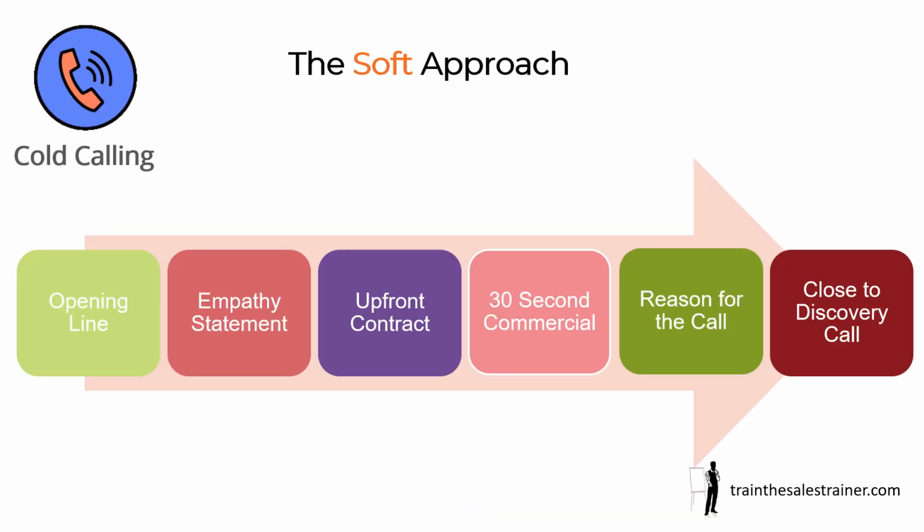Now I'm going to take you through two types of approach, the soft approach and the direct approach. Think which one suits you best and write down the script as you go along. The soft approach is a cold calling structure for sales reps who like to build rapport by introducing themselves, their company, showing empathy, being polite, and telling the customer what's going to happen in the call. The soft approach has 6 stages: the opening line, an empathy statement, an upfront contract, a 30-second commercial, giving reason for the call, and close to the next stage, discovery call.